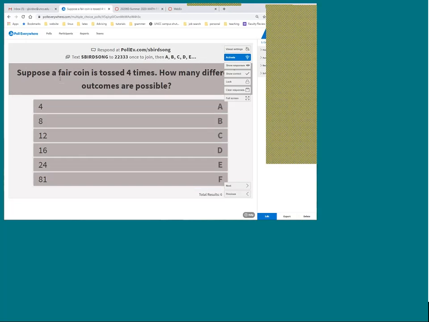This notion of a fair coin just means when you toss it, it's going to land on either heads or tails, and it's not more likely to land on heads. It's not more likely to land on tails. You've got a 50-50 shot each time of it landing on heads or tails. Okay. So the coin is tossed 4 times.